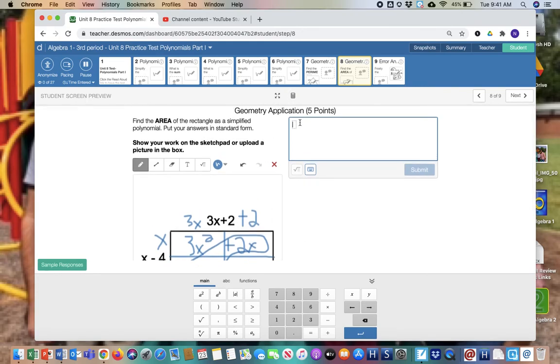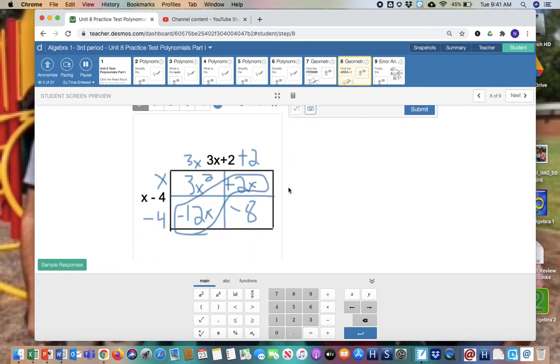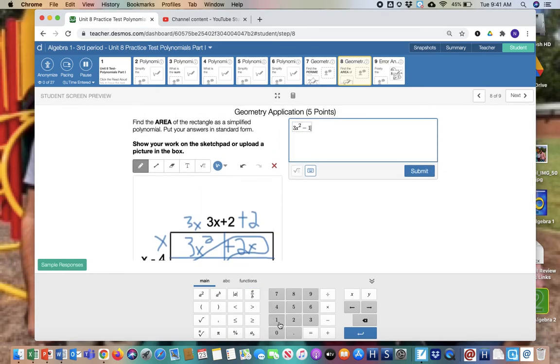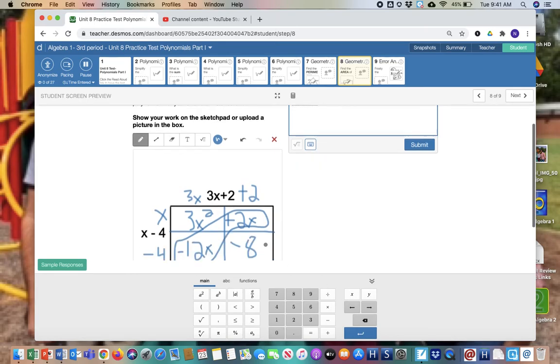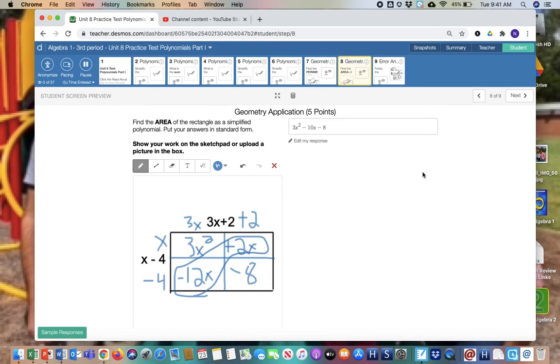All right, so now I've got my 3x squared, and then I've got my minus, and then again, I just combine these terms, same variable, same exponent. So minus 10x, and then the minus 8 there. And there we go. All right, so I just multiplied length times width.